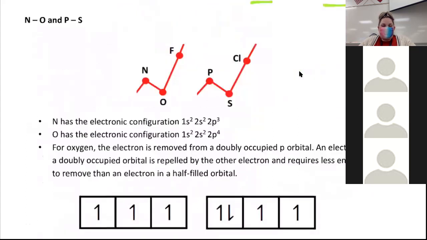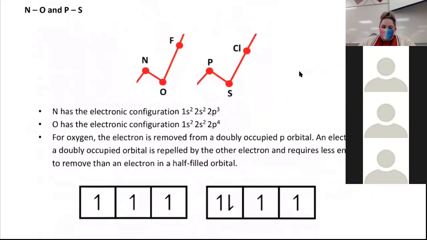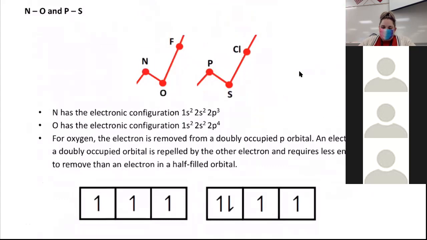Similar explanation for the next one. The other exception is between groups 5 and 6. So nitrogen and phosphorus are in group 5. Oxygen and sulfur are in group 6. So we see another dip here. It's a similar explanation, but instead of going from an s orbital to a p orbital, it's not changing orbitals. It's the location within the p orbital.